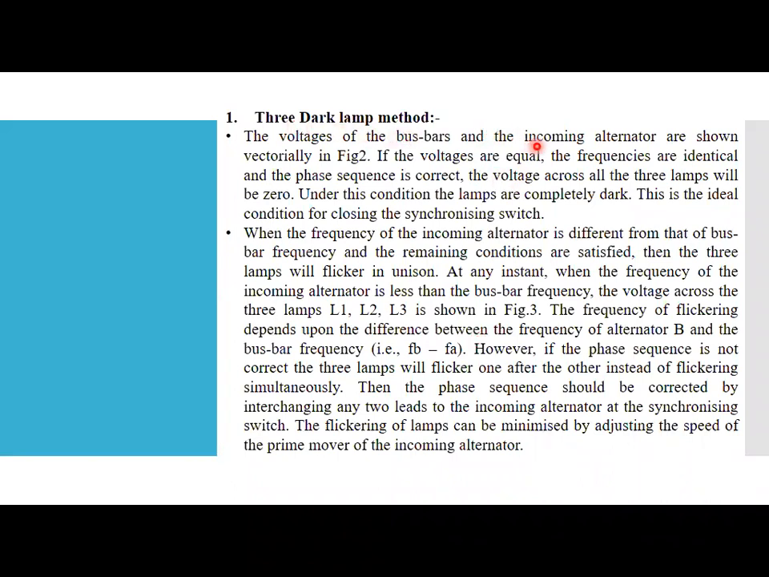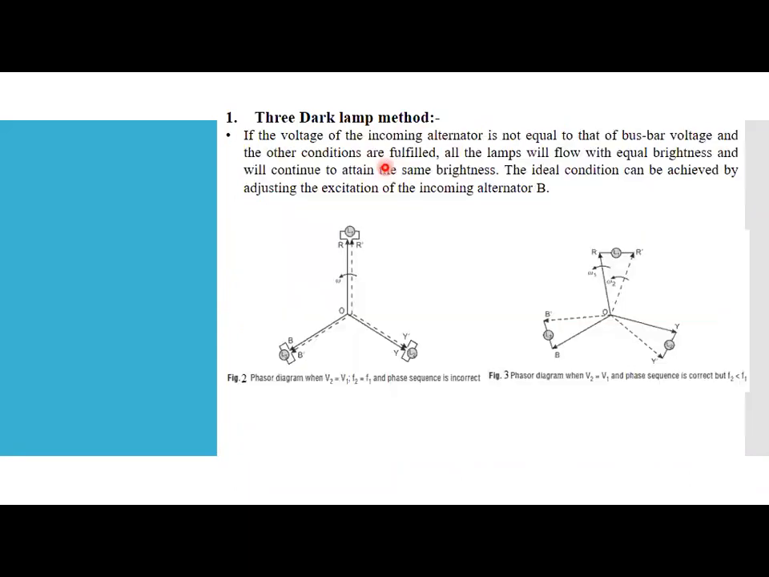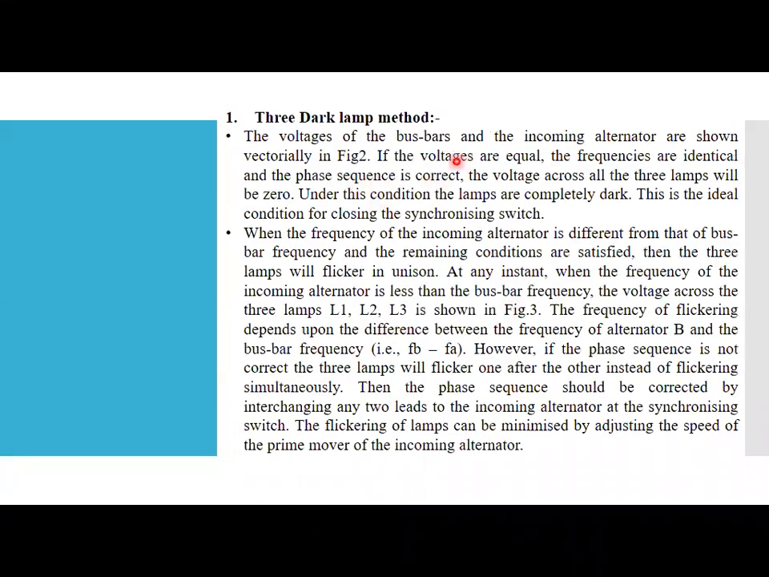So here it is written: the voltages of the bus bar and the incoming alternator are shown vectorially in figure number 2. Let me show you. This is my figure number 2 phasor diagram. Now you can see R, R dash, Y dash, B dash, all the things are perfectly the same. So all the voltages across the lamps are 0. My all the lamps are getting 0 voltage, so all the lamps become dark, because voltage remains same, frequency remains same, phase sequence remains same. All the things are correct.